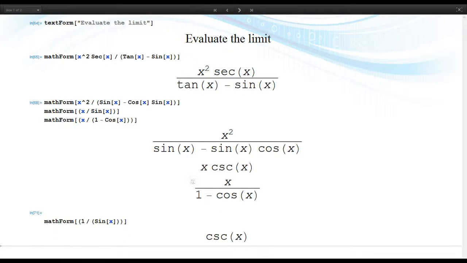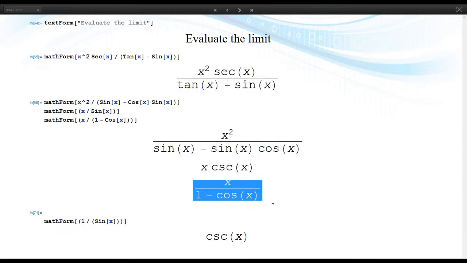L'Hopital's rule says that the limit of a fraction that is an indeterminate form is equal to the limit of the derivative of the numerator divided by the derivative of the denominator. So the derivative of the numerator is 1. The derivative of the denominator is going to be, well, the derivative of 1 is 0. Derivative of cosine is negative sine. And the negative cancels with this negative here, leaving sine.